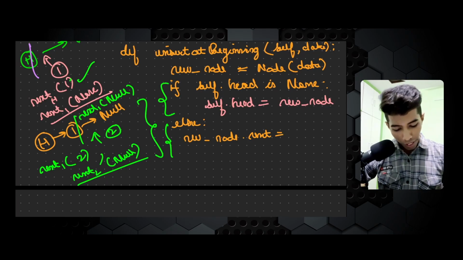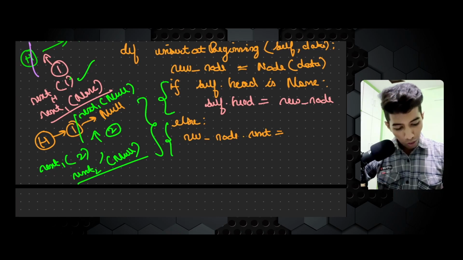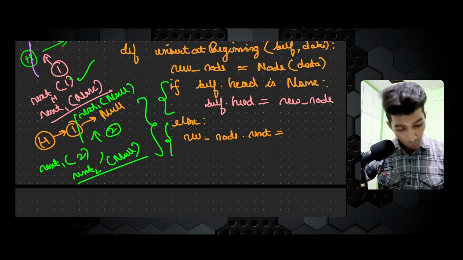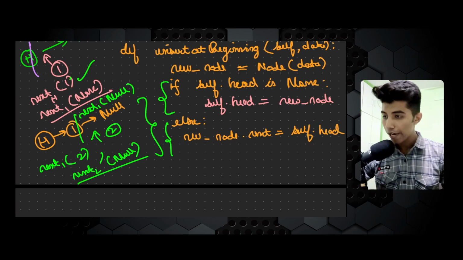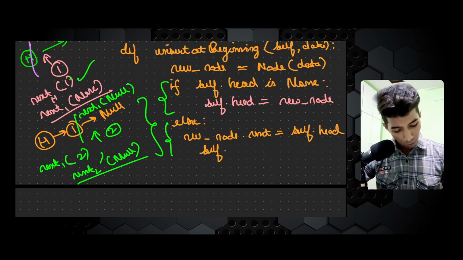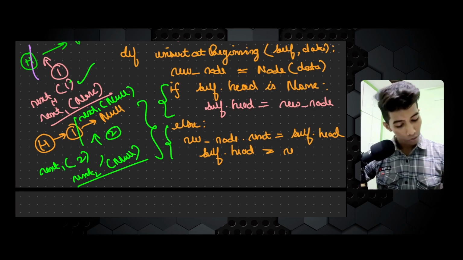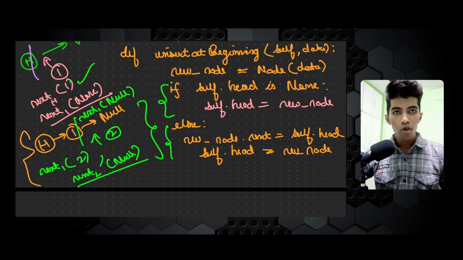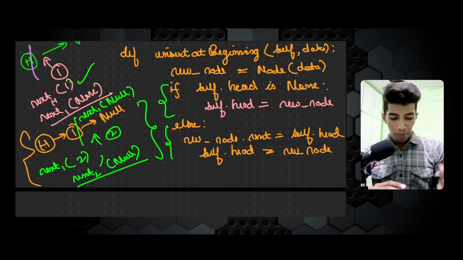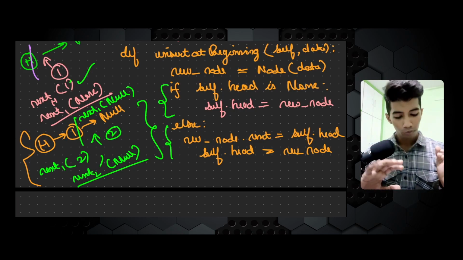So my new node dot next will now point towards self dot head, and self dot head will become new node. So by this code we are doing this stuff. Okay, so like this my simple implementation is done.